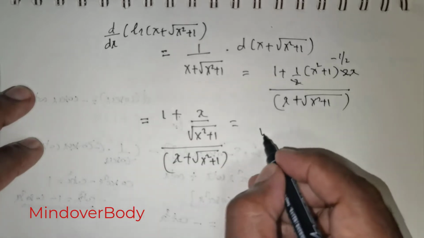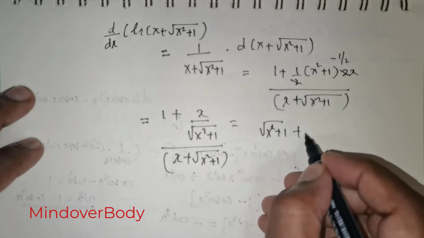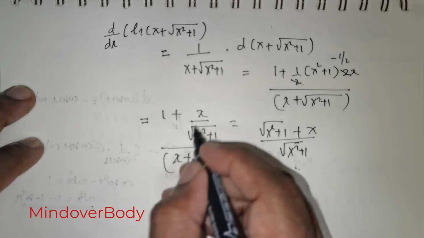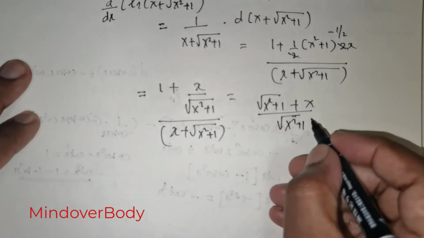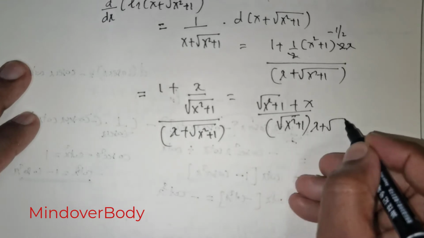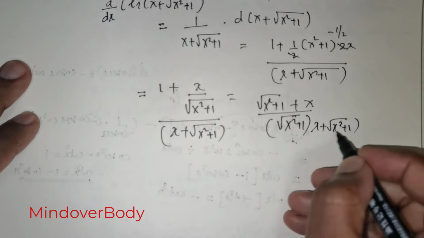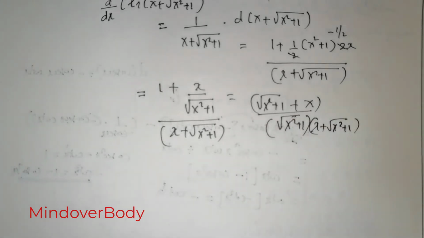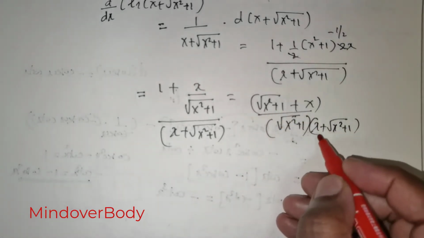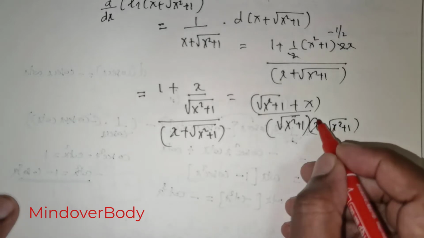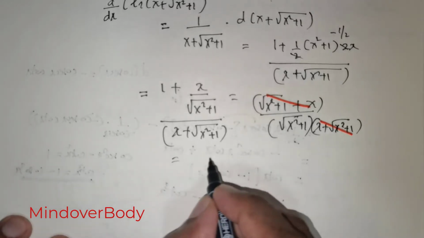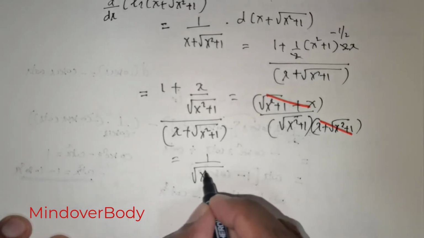Now if I were to take the LCM, I would get x squared positive 1 positive x divided by root of x squared positive 1. This is what I get from the numerator. Now I can bring this up, so that's going to be x positive root of x squared positive 1. Now clearly you can see that root of x squared positive 1 positive x and x positive root of x squared positive 1, these two can be cancelled. So this is equal to 1 over square root of x squared positive 1.